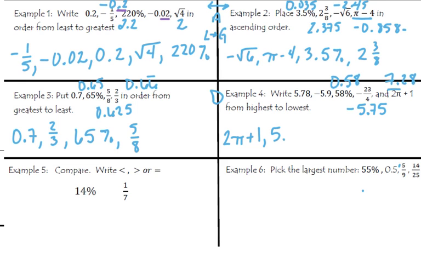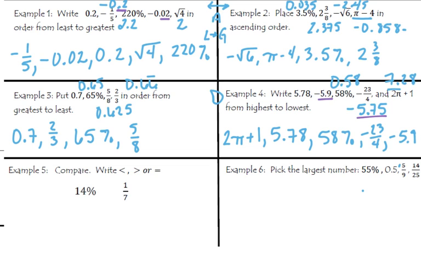Next would be the 5.78, and then the 58%. And then finally, we've got to decide between our two negatives. So I've got negative 5.9 and negative 5.75. So the lowest, you have to think of, again, money. So if you owe a lot of money, you would have less money. So I would rather owe $5.75 than I would $5.90.